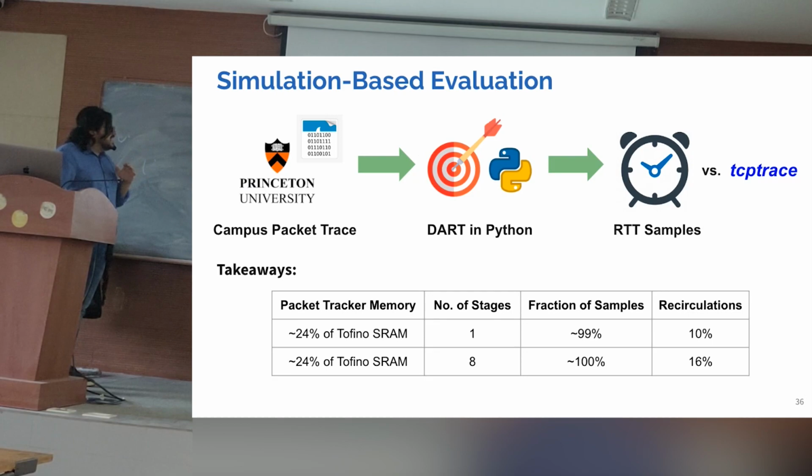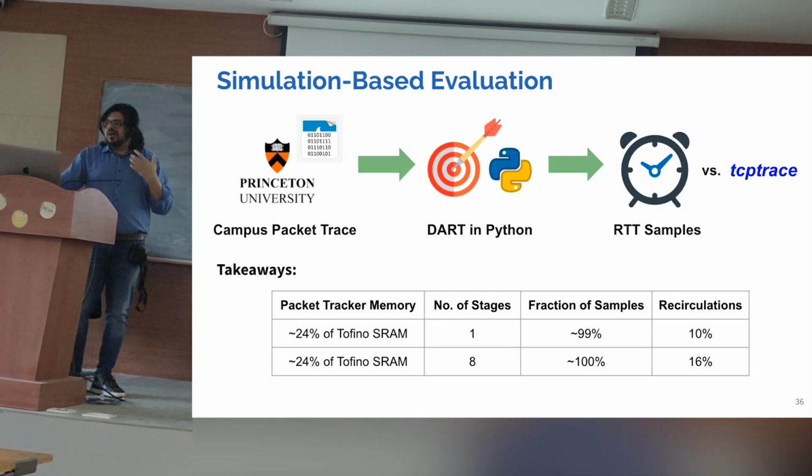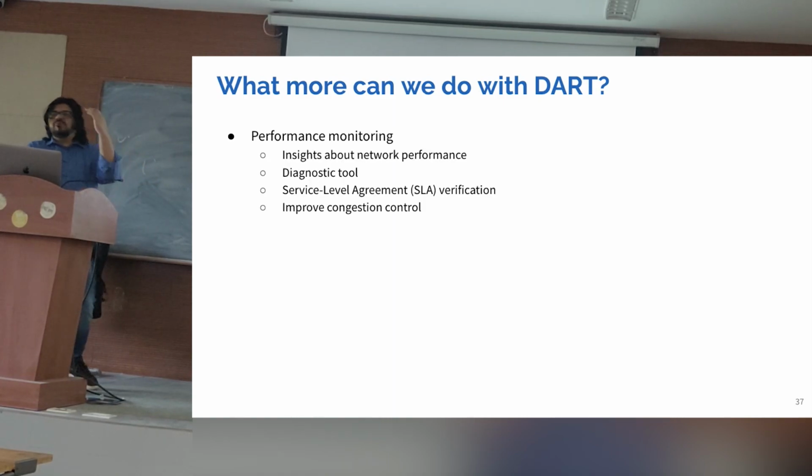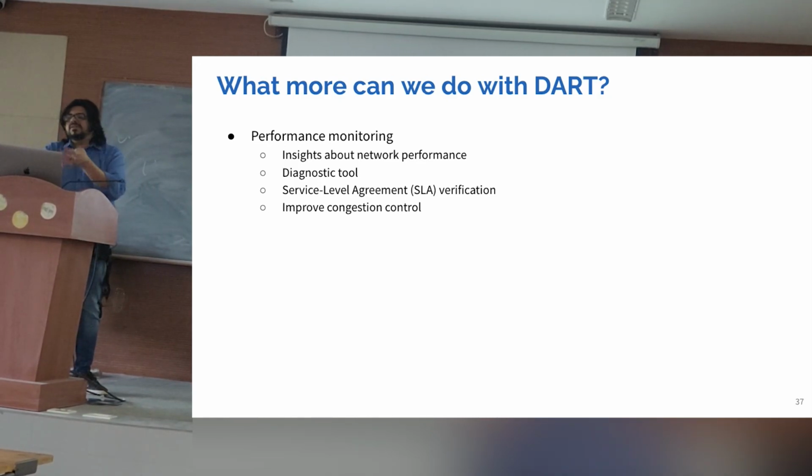So I'm towards the end now. What more can we do with Dart? I already showed you that Dart is very effective against interception attacks, but we can also do performance monitoring. We can give people insights about network performance. We can tell people if there are problems in the network, and where they are, so it can act as a diagnostic tool. You can verify service level agreements. If some operator tells you, I give you 100 milliseconds latency all the time, you can actually verify that. You can measure every RTT sample and tell them, hey, something is not going right.